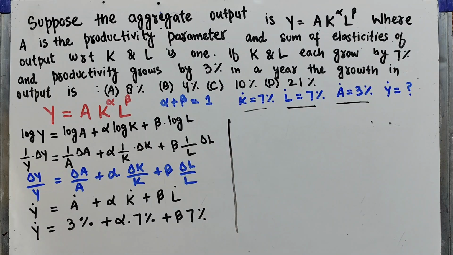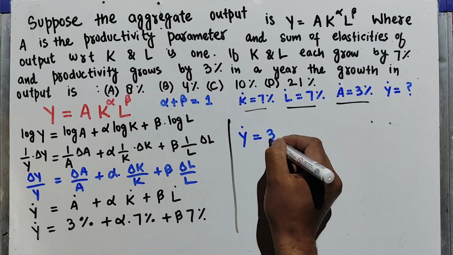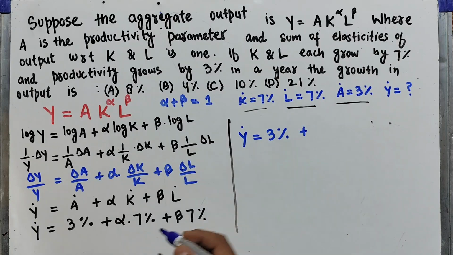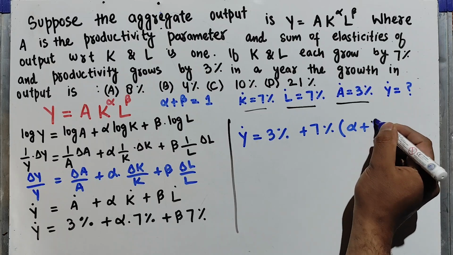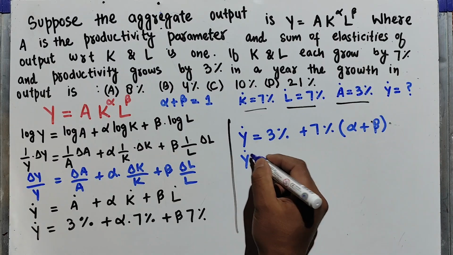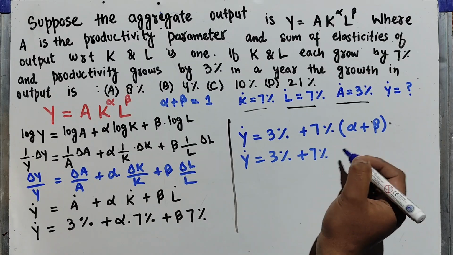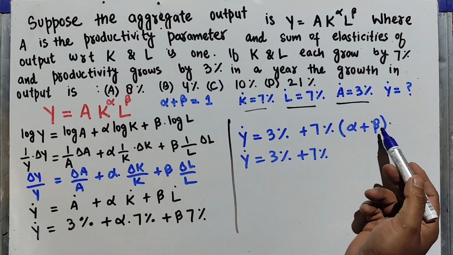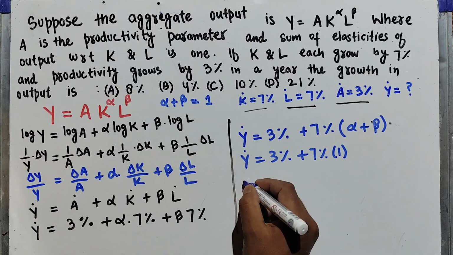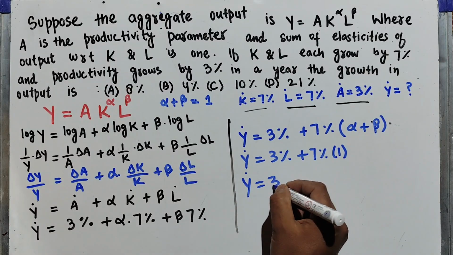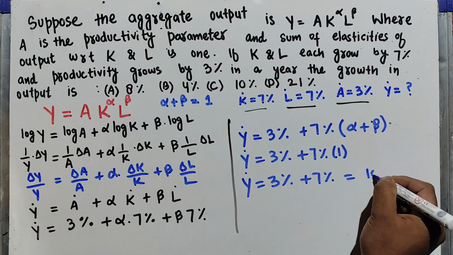That implies Y dot will be equal to 3% plus, taking 7% common, we are left with alpha plus beta. We know that the sum of output elasticity of labor and capital is equal to 1, alpha plus beta is equal to 1. That gives us the growth rate of output equal to 3% plus 7%, which comes out to be 10%.